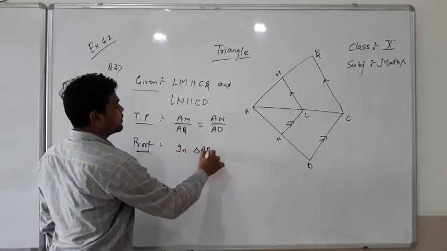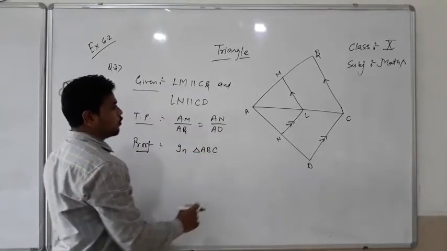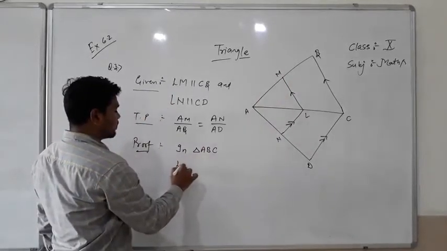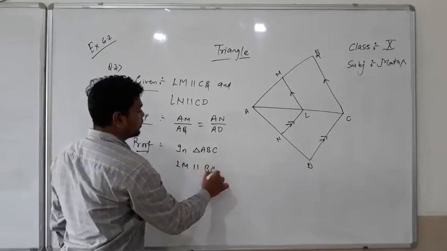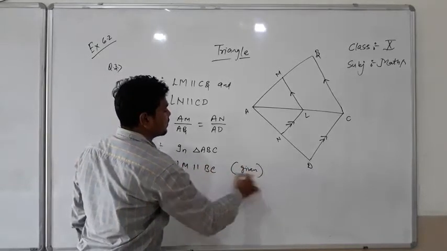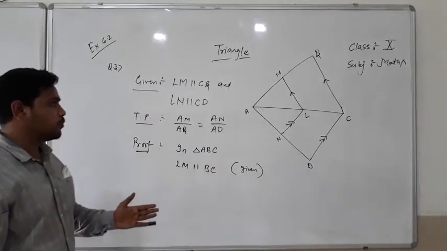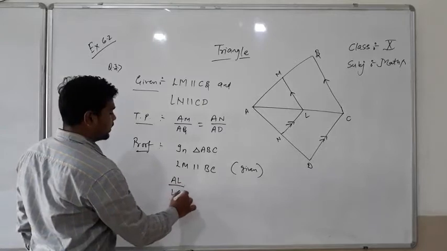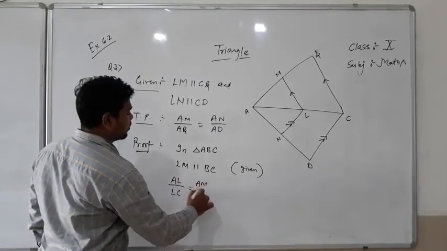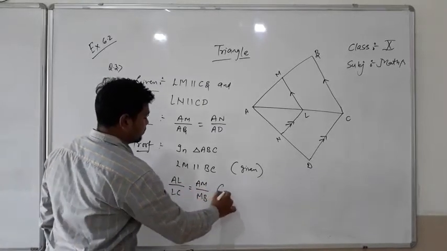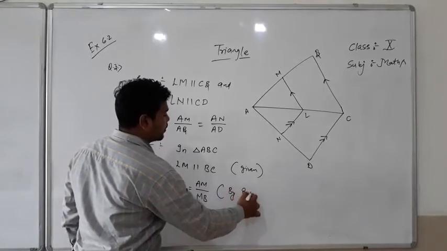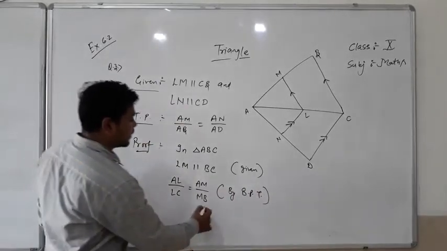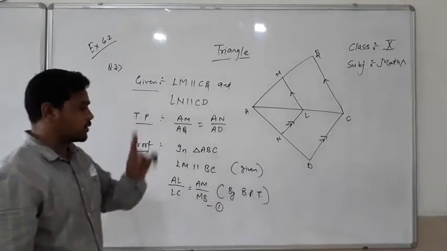In triangle ABC, LM is parallel to BC. That is given here. If LM is parallel to BC, it means AL upon LC is equal to AM upon MB. That is by BPT, the basic proportionality theorem. That is equation number 1.